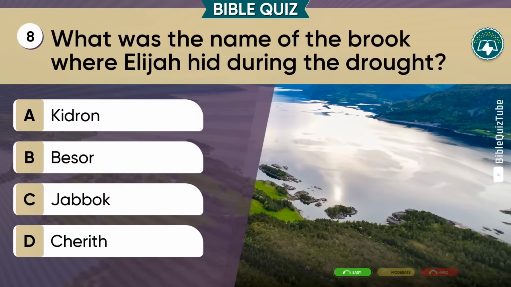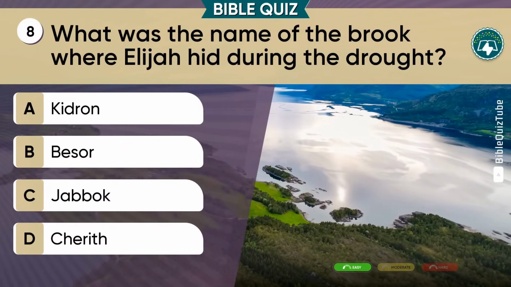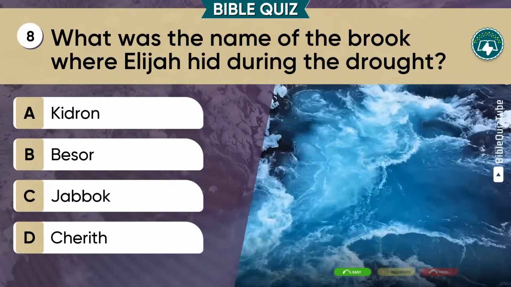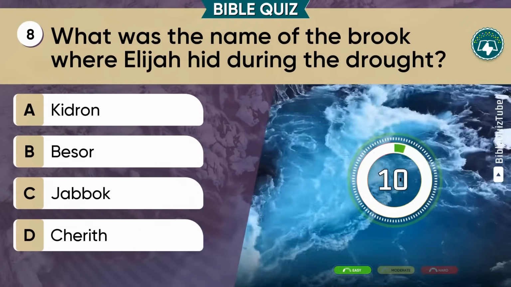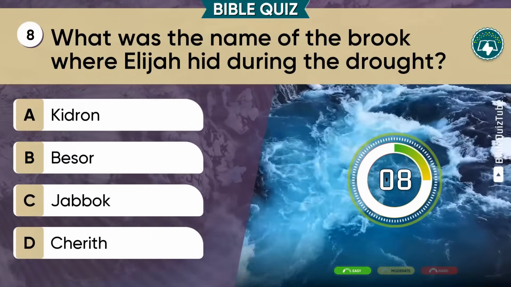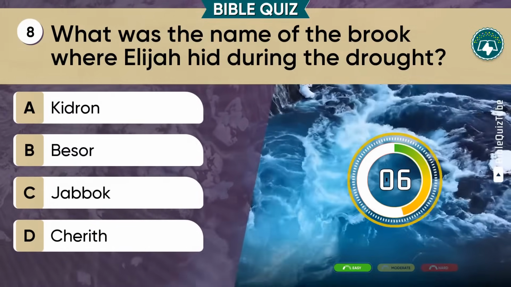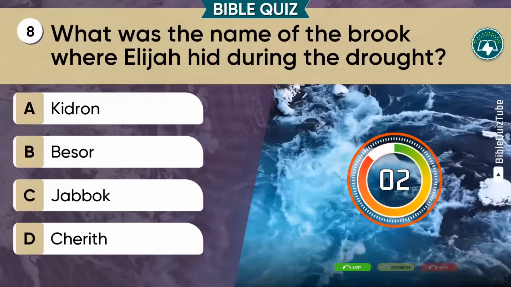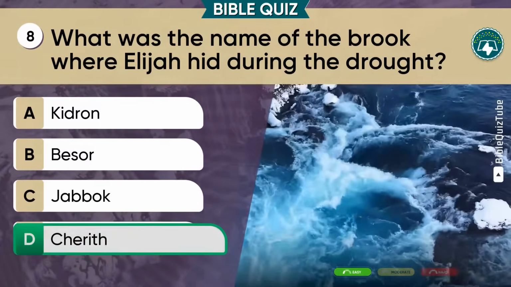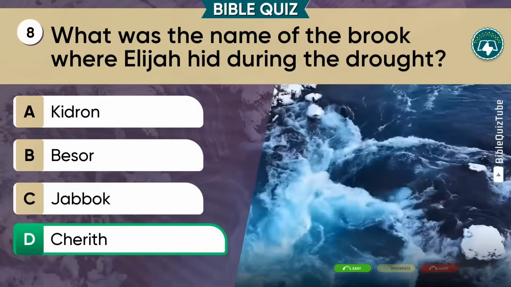Question 8. What was the name of the brook where Elijah hid during the drought? A. Kidron. B. Besor. C. Jabbok. D. Cherith. Good job. D. Cherith is correct.